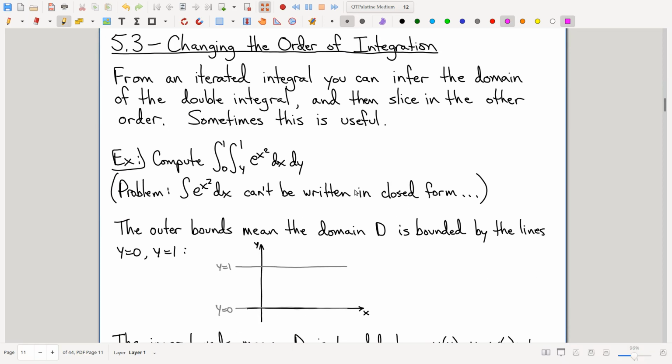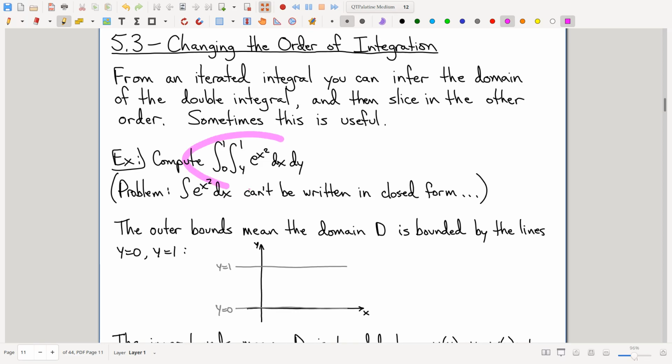Okay, 5.3 is a quickie. We're going to cover this entire section in just a few minutes. It's pretty readable, I think. But also, there's really only kind of one trick in it, and it's the idea of what they call changing the order of integration. And ultimately, no big deal.